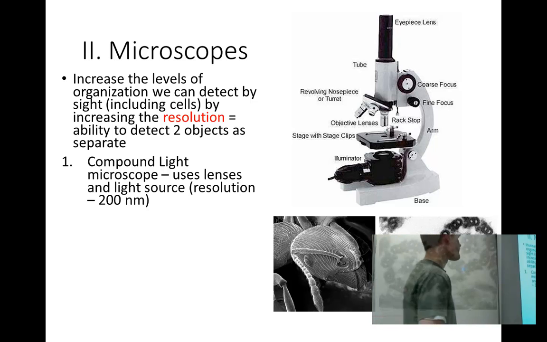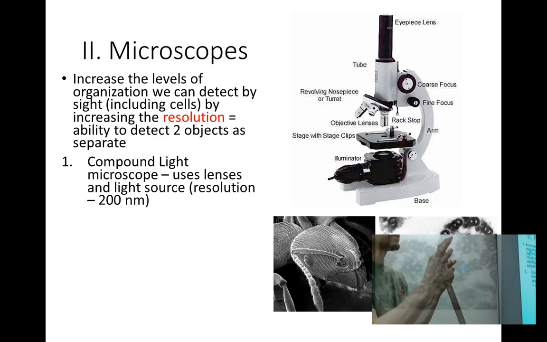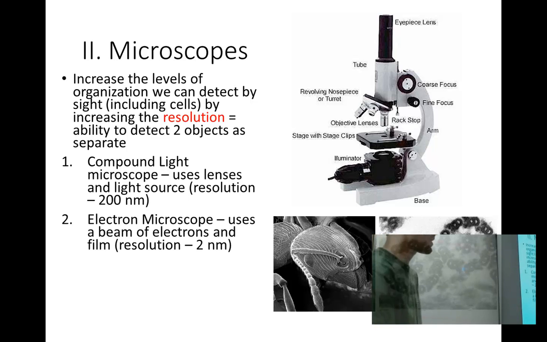It can see as small as 200 nanometers. That's the resolution. What does resolution mean? Quality, yeah. So when you're talking about the resolution of your camera, it's how small the dots are, right? Basically the same thing. It's how well a microscope or an instrument can differentiate between 2 dots. Okay? It can at 200 nanometers for a compound light microscope.